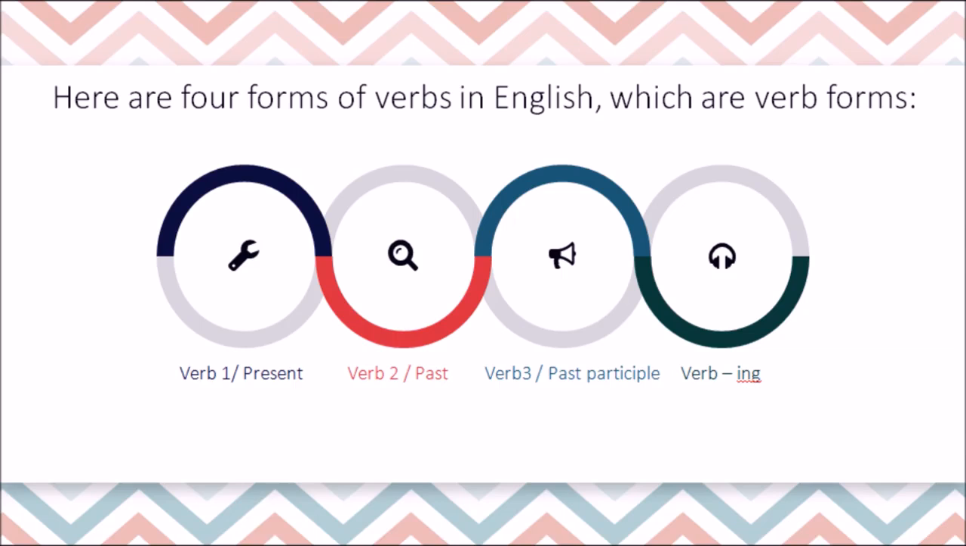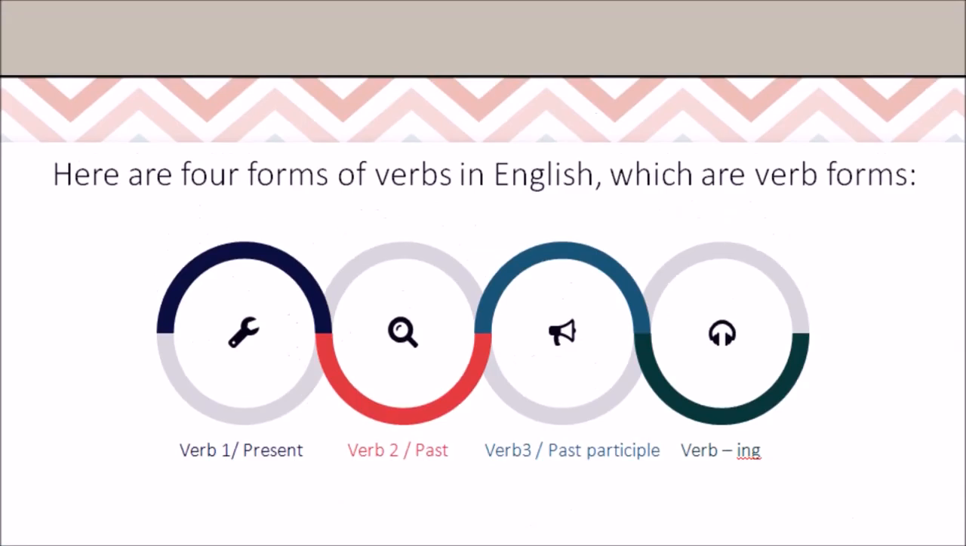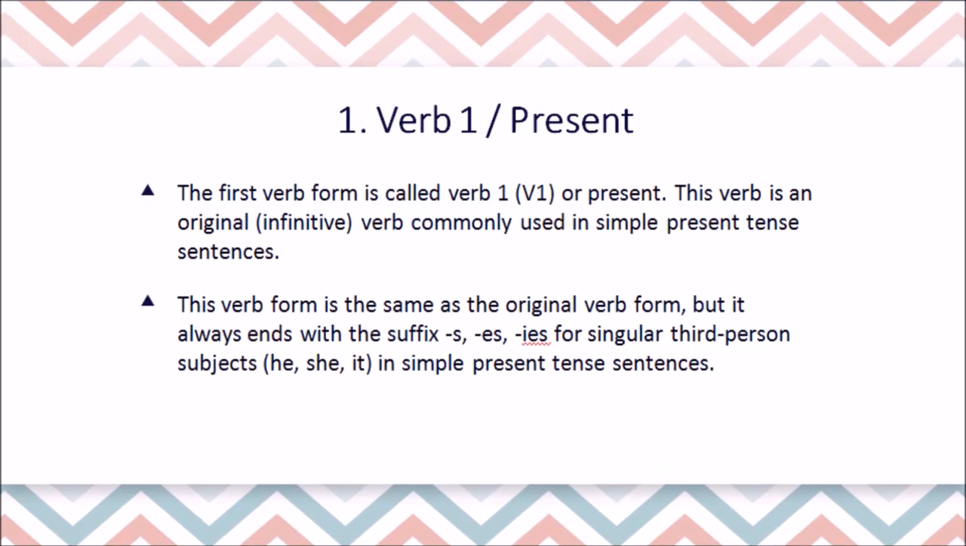Here are 4 forms of verb in English, which are verb forms: verb 1 or present, verb 2 or past, verb 3 past participle, and verb ing. Verb 1 or present. The first verb form is called verb 1 or present. This verb is an original verb commonly used in simple present tense.